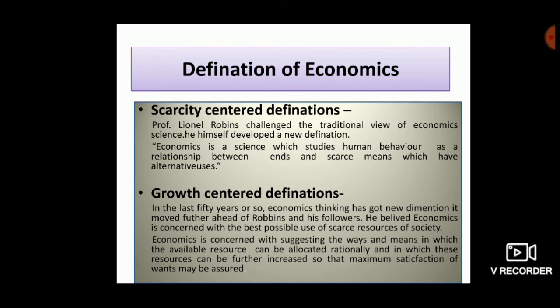In the last 50 years or so, economic thinking has taken on a new dimension. It moved further ahead of Robbins and his followers. Robbins believed economics is concerned with the best possible use of the scarce resources of society. But modern economists believe that economics is much more than a theory of value or of allocation of resources.